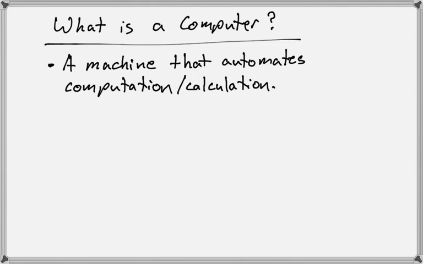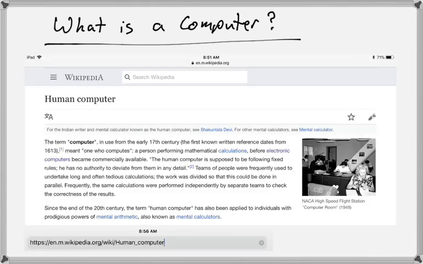So I'd like to try to answer that question, and the way I'm going to do it is by first going back in time and looking at the word computer itself. So, what's a computer? Well, the term computer, as we see from this Wikipedia article that I've taken a clipping from here, was used as early as the 17th century, and it meant simply one who computes. So the first computers were people.